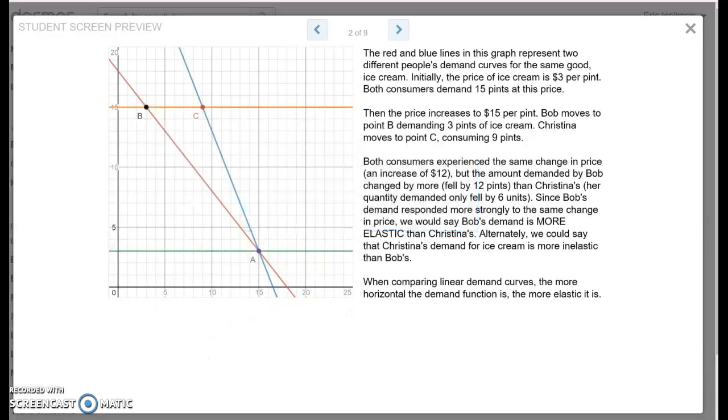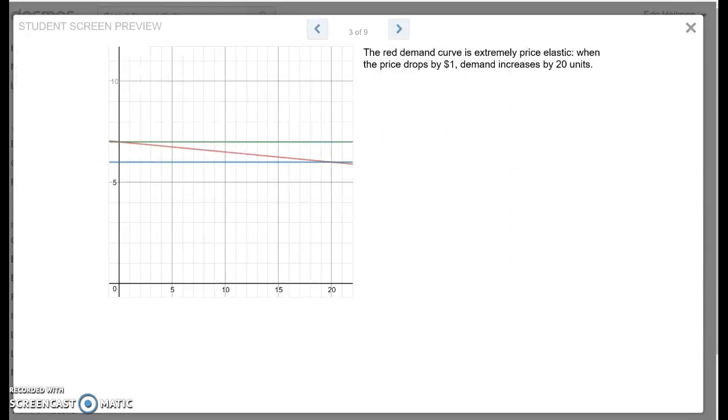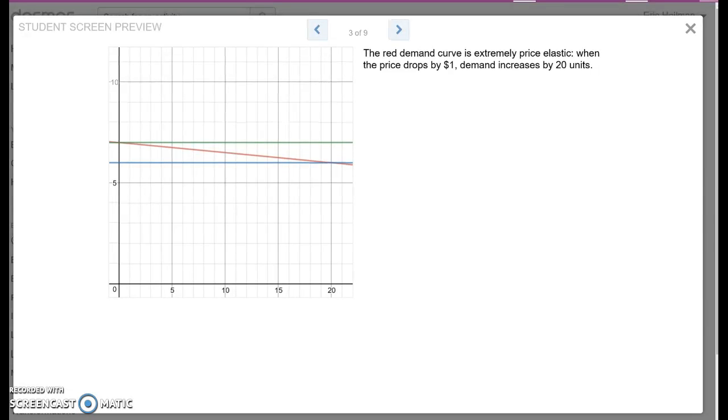Okay, so let's look at some extreme examples of really elastic demand and then really inelastic demand. So this is a very elastic demand curve. The price starts at $7. At $7, this person demands 0. It's too expensive. They're like, nope, not interested. When the price drops by only $1 to $6, all of a sudden they demand 20 units. So that's pretty responsive. So this would be a very elastic demand curve.